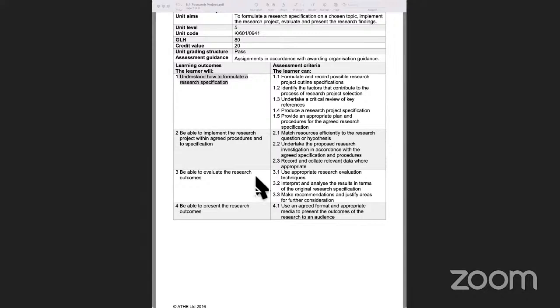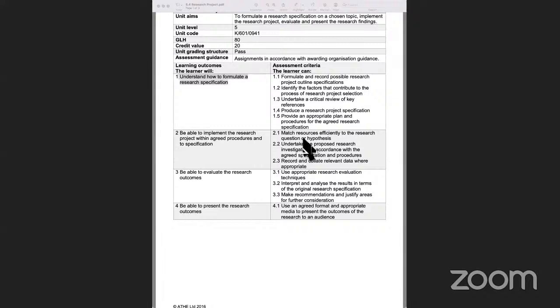Now, in the second learning outcome, that means you are going to be practically required to do and undertake some part of this research, and some of the assessment criteria which we have to satisfy in studying the learning outcome include matching the resources efficiently to the research question or hypothesis.